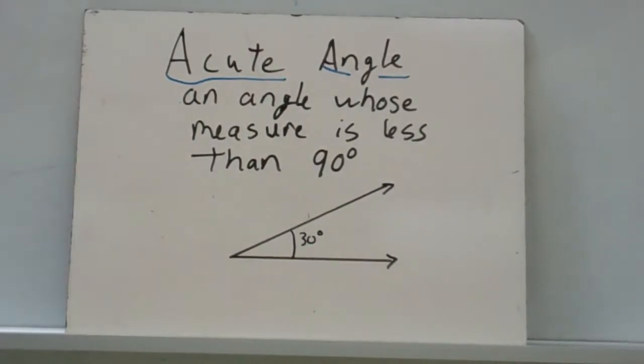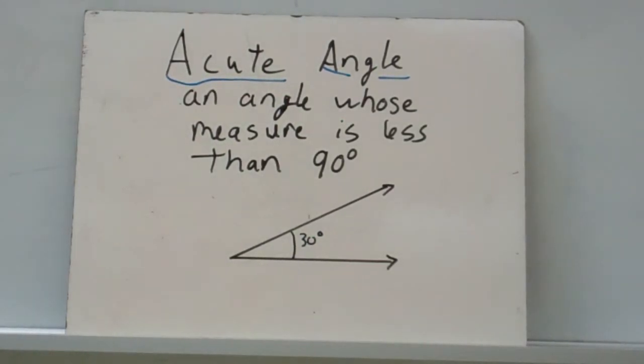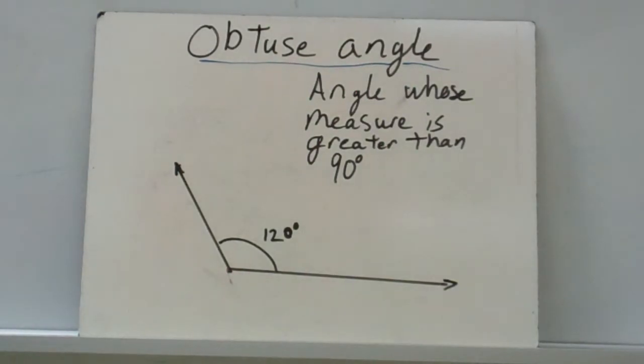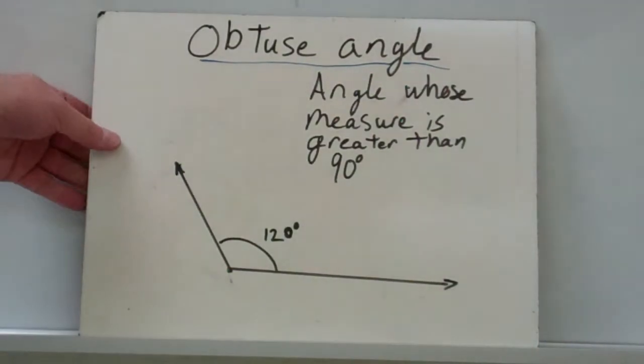The next type of angle is called an acute angle. And an acute angle is an angle whose measure is less than 90 degrees. And in this case here, I've got an angle whose measure is 30. Okay? So an acute angle is an angle whose measure is less than 90 degrees. An obtuse angle is an angle whose measure is greater than 90 degrees. Okay? And here I have an angle that measures out to be 120 degrees, which is larger than 90. So we should be familiar with those.